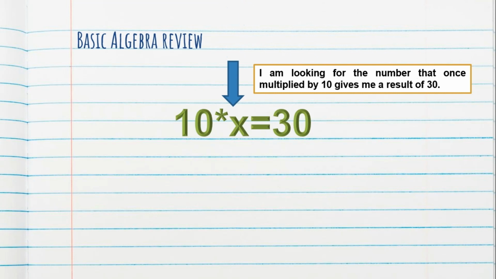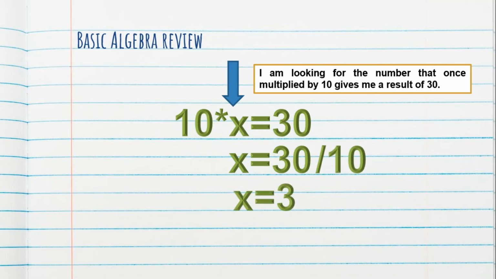I am looking for the number that, once multiplied times 10, will give me a result of 30. All right? Quite simple. If the number is making a multiplication here, on the other side of the equal sign you have to make a division. Therefore, you are looking for x equals 3. Again, this is the order of the mathematical operations.